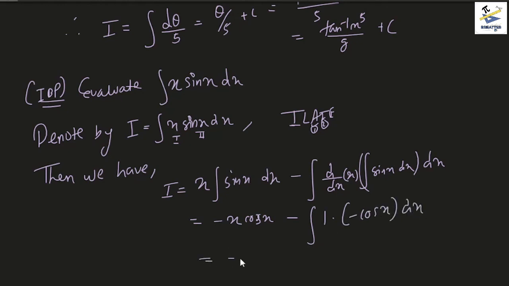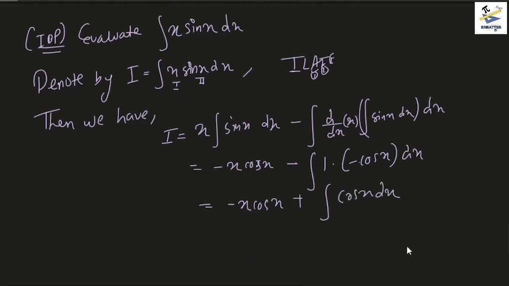Then as you can see, it simplifies considerably into minus x cos x, and this minus makes it a plus, and 1 into cos x is cos x dx, and you do know the integral of cos x dx, which is just sin x, right? So the answer is minus x cos x plus sin x plus c.